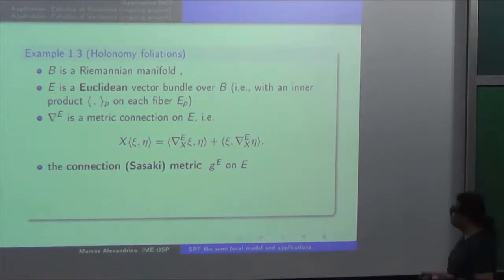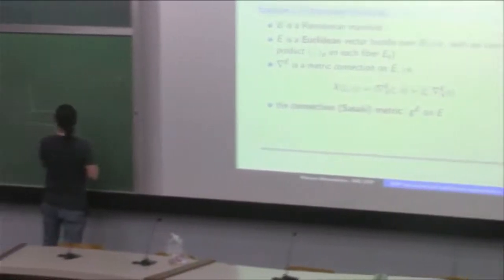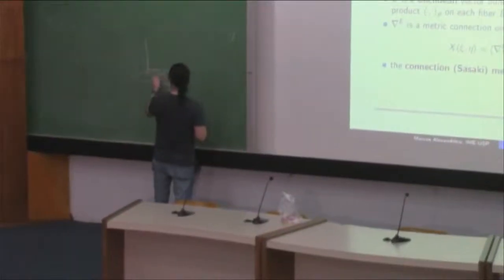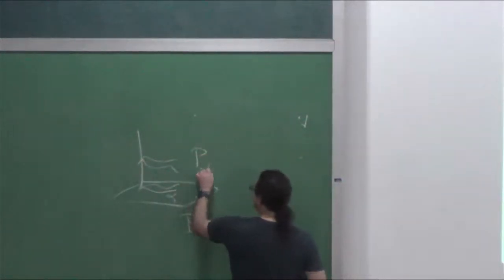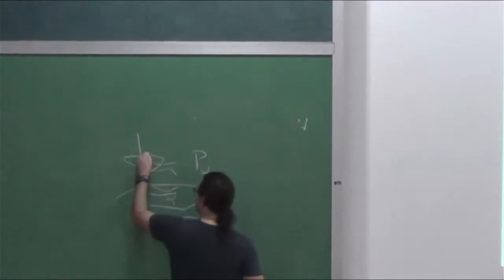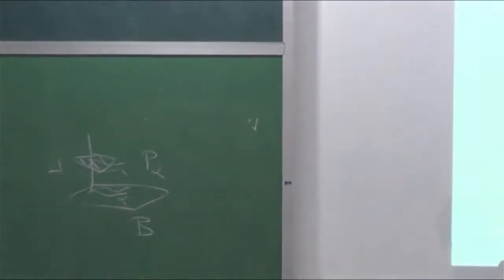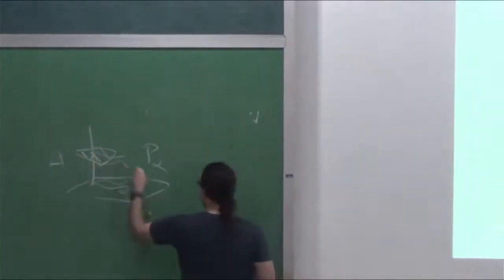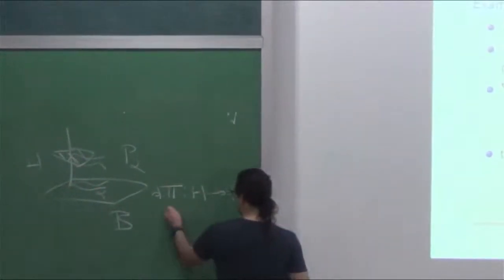And we will put here the so-called Sasaki metric on E, that essentially is constructed like that. We have here our B. We have here curves, and here we make parallel transport of those curves. So the velocity of these curves induces here a distribution. So every time you have a connection, you have an induced distribution in your vector bundle. And now you define the metric along the fibers such that this turns out to be an isometry.